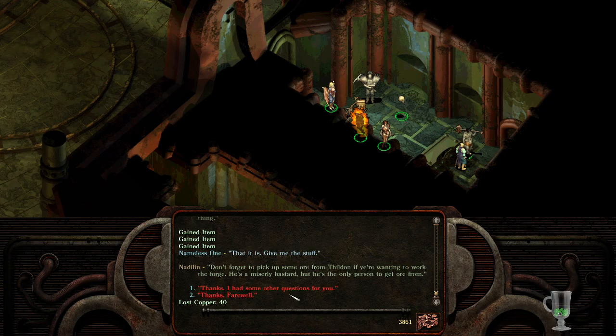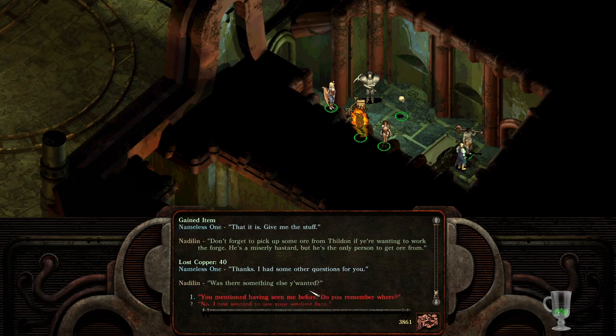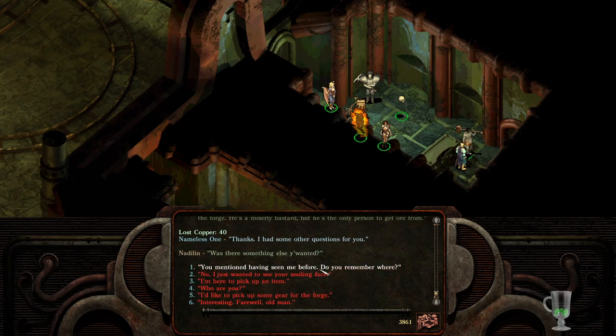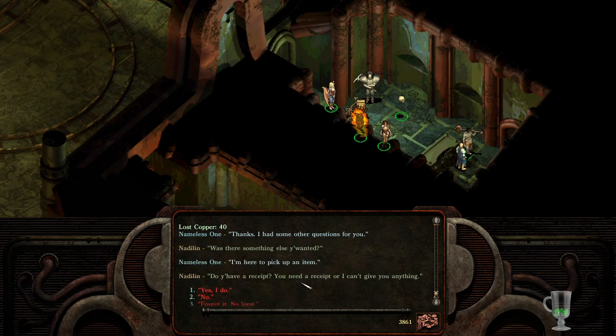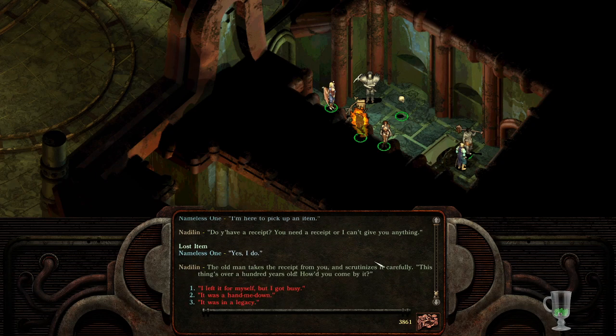Don't forget to pick up some ore from Thildon if you're wanting to work the forge. He's a miserly bastard. Miserly bastard? But he's the only person to get ore from. So I can forge stuff? Who are you? I'm here to pick up an item. Yes, I do. Here's a receipt.